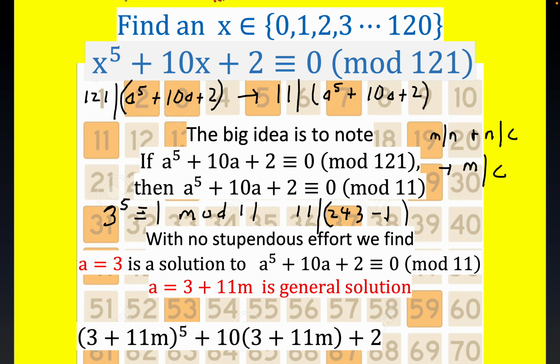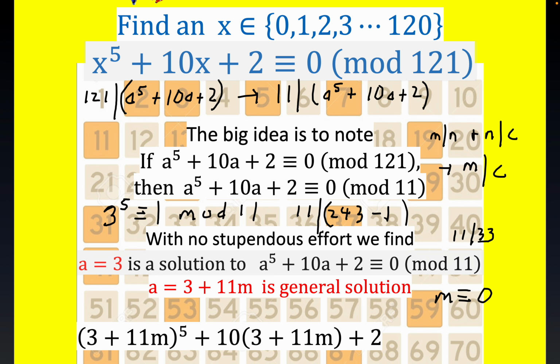But that would make this a solution, right? Because if 1 is right here, and then you would have 32 right here, you end up with 11 divides 33. If 3 to the fifth is congruent to 1, you have a 1 right here. Then you have 10 times 3 is 30, and then 33, and 11 does divide 33. So 3 plus 11M, with M congruent to 0 mod 11, is a general solution to this smaller modulus expression.